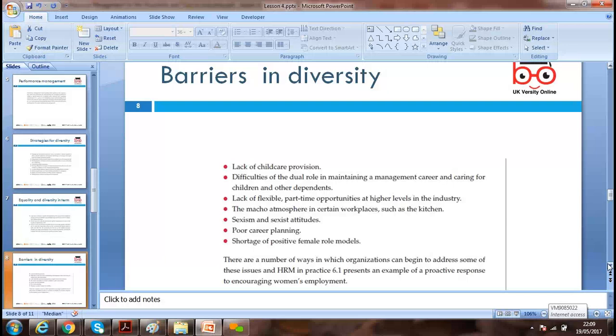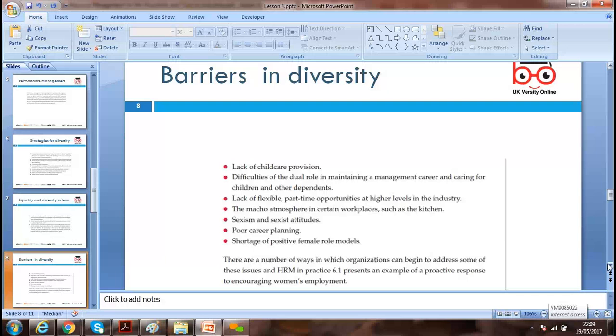There are difficulties in a dual role, maintaining a management career and caring for children and other dependents. A lot of research has been done. If we have a nursery within an organization and we give them a break at the same time, the female employees, especially parents, can see everyone. So that will help performance and remove the barrier.